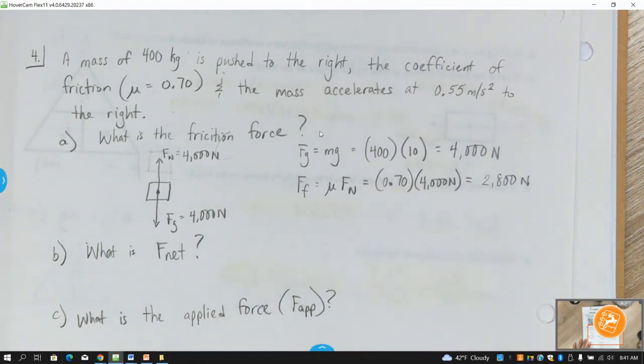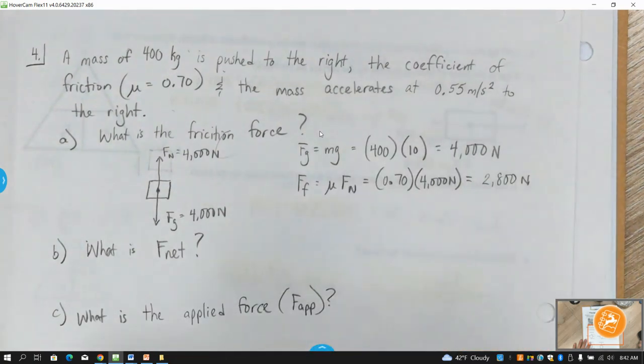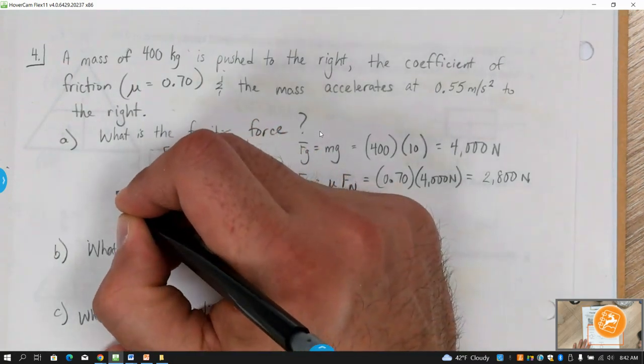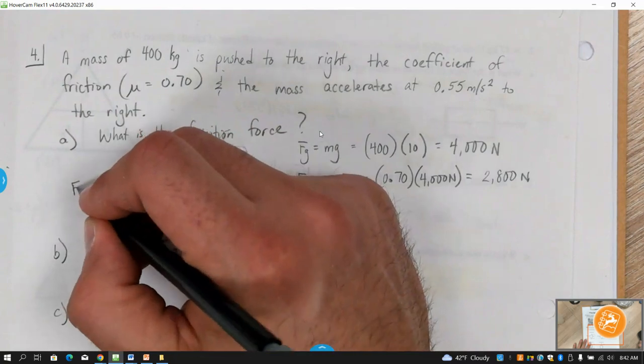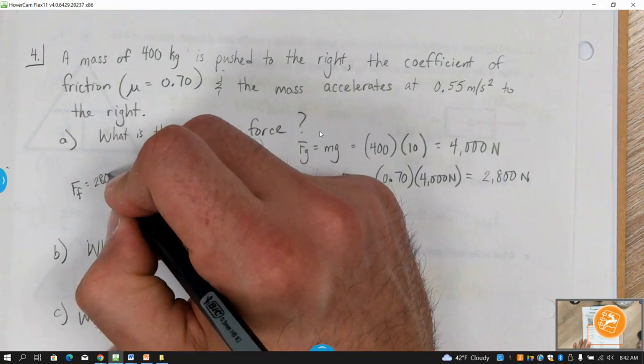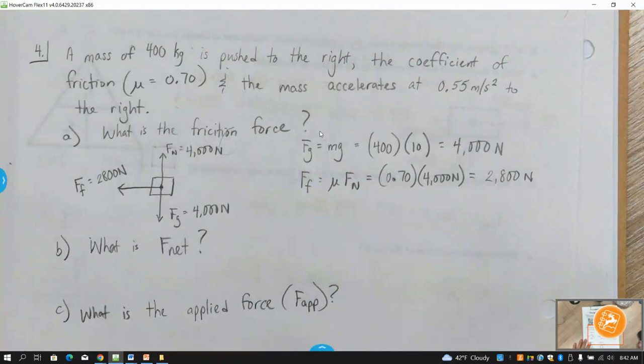Okay. If this thing is being pushed to the right and moving to the right, what direction should I draw in my F net? Or I'm sorry, my FF? If this thing is being pushed to the right, what direction should friction go? Opposite to the motion. So we would draw it to the left, 2,800 newtons.